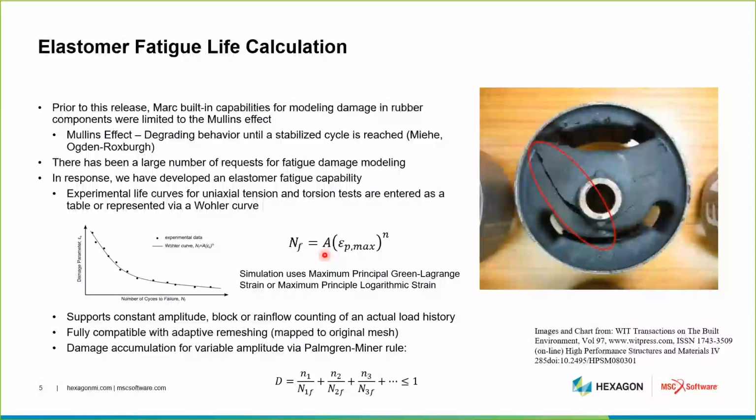The damage accumulation for the variable amplitude and the block loading is really done via the Palmgren-Miner rule, as shown below here. It is really a fraction of the fatigue life based on the number of cycles that were actually exhibited versus the number of cycles to failure. A fairly straightforward method for determining the damage accumulation.